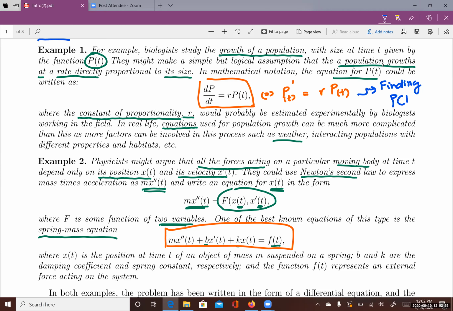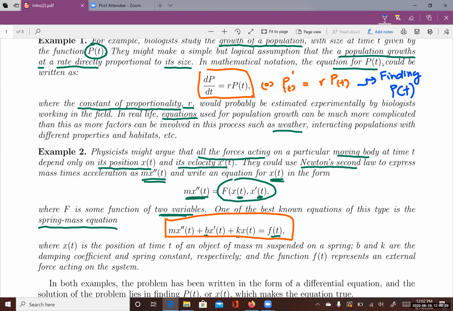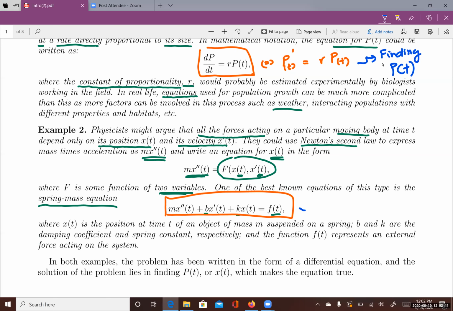Okay, and then in the second example, we just want to know the position of the spring at time t. So we want to find x of t. Okay, so the solutions to these equations are to find what is P of t, what is x of t, which makes the equations true.